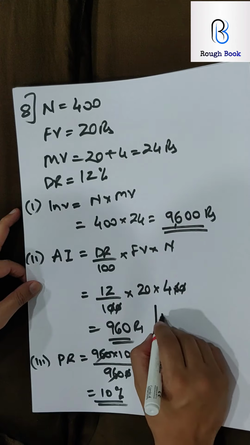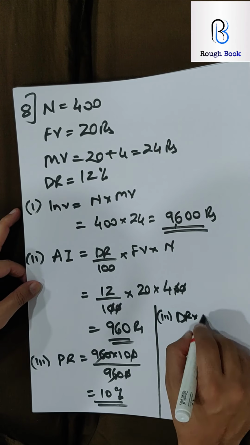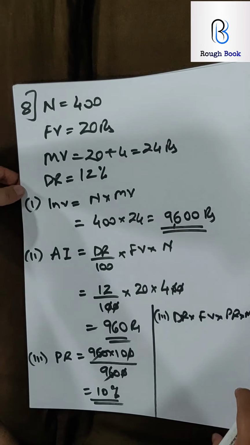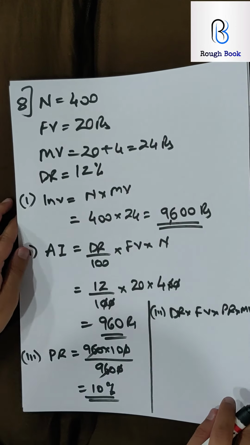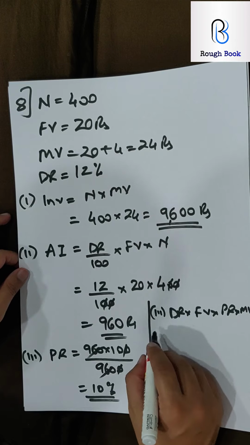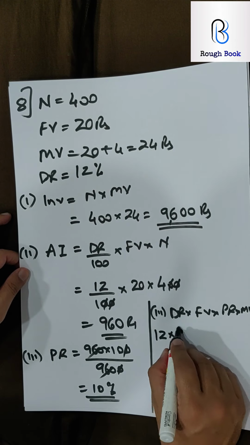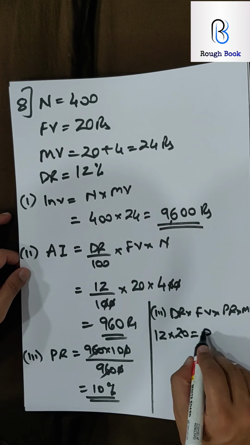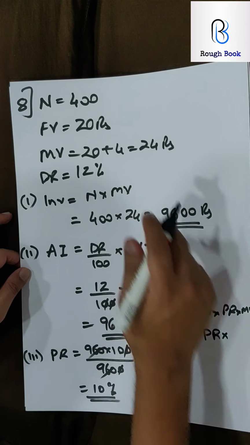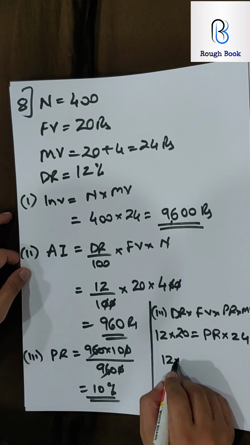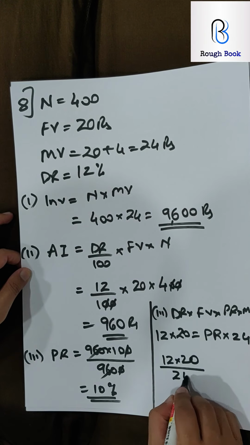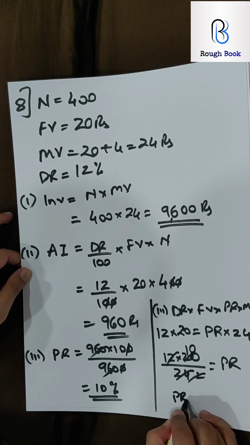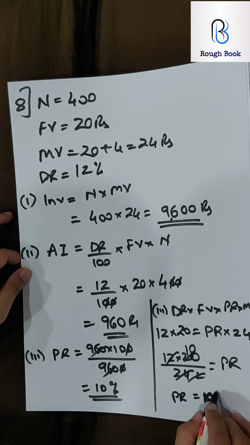If I use the other formula, the third part will be DR equals FV into PR into MV. So let's see if you manage to get the same answer with this method also. So DR is 12, into FV 20. PR is given to us? No. PR is what we are trying to find, and MV is 24. So I shall get 12 into 20 by 24 equals PR. So my PR becomes 10%.